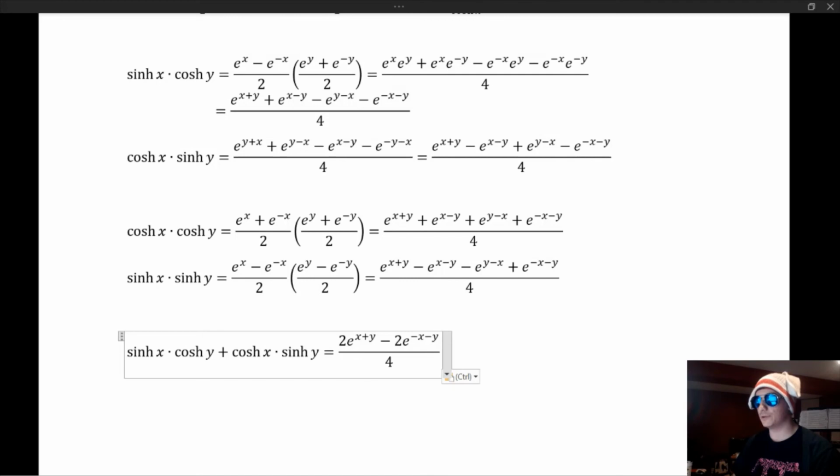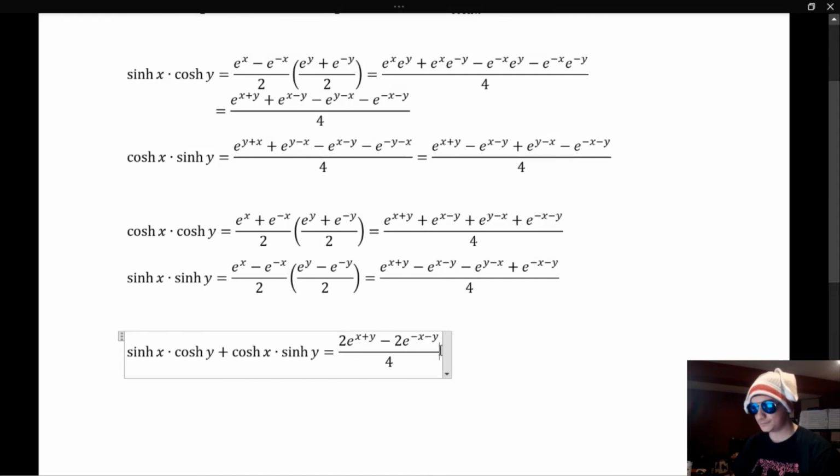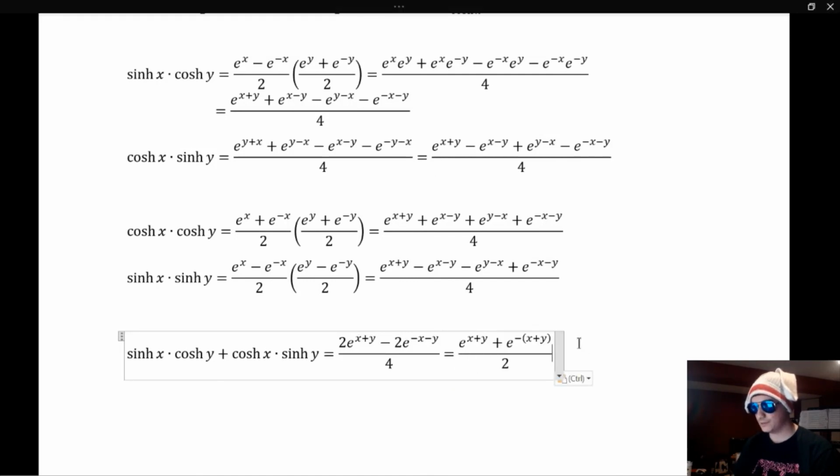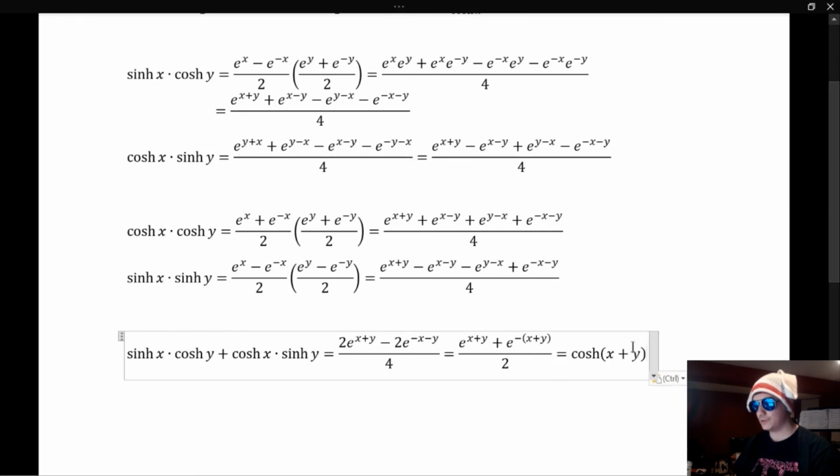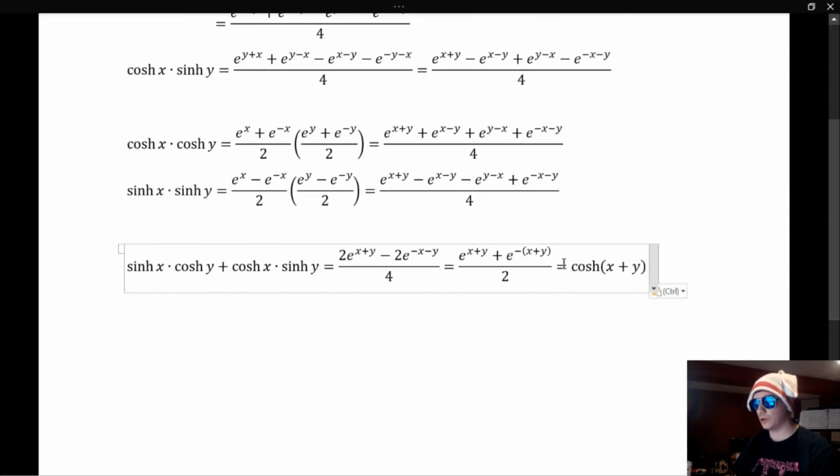And you can factor out the 2 out of the denominator to get e to the x plus y plus e to the negative, in brackets, x plus y over 2. And that is equal to cosh of x plus y.